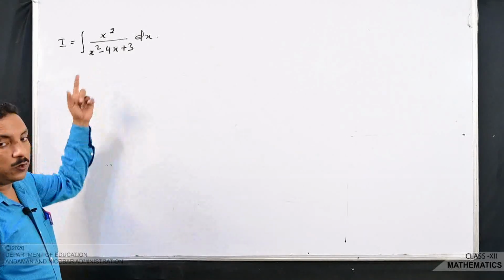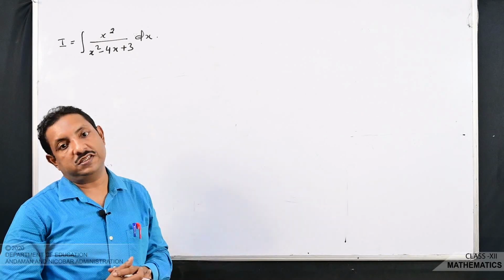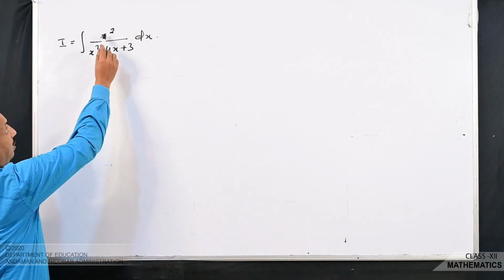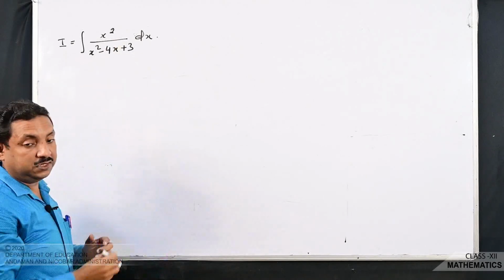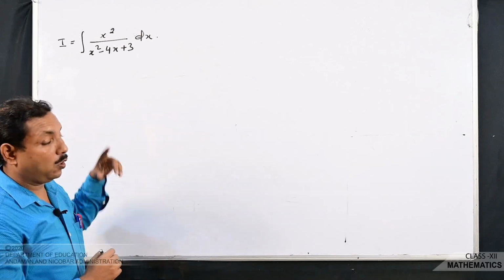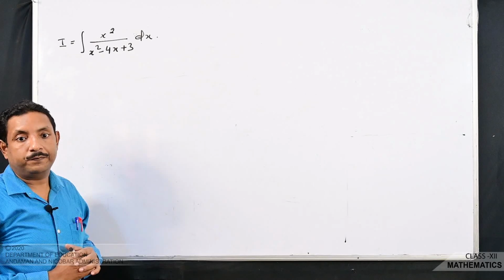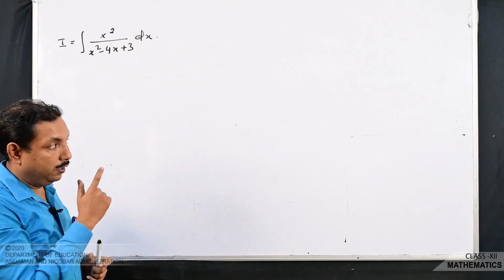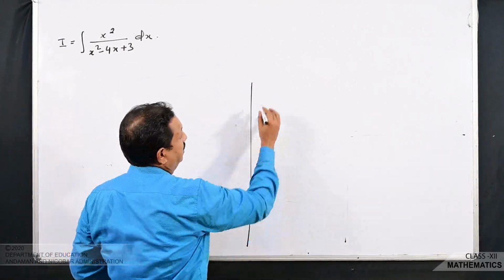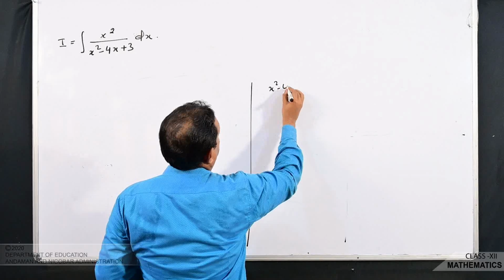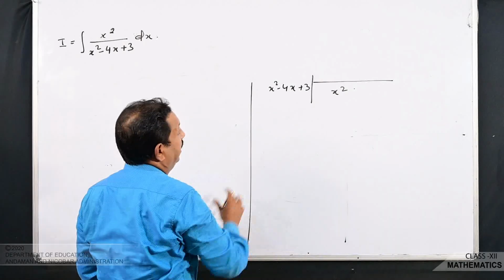Okay. Now look at this problem. First, you have to check whether it is proper or improper. In the numerator we have x square. In the denominator we have again x square, that is quadratic by quadratic. That means it is improper. So you have to make it proper first. Then after you can find the integration of this one. So how to make a proper fraction? That means you have to first divide it. That is, we must divide x square by x square minus 4x plus 3.